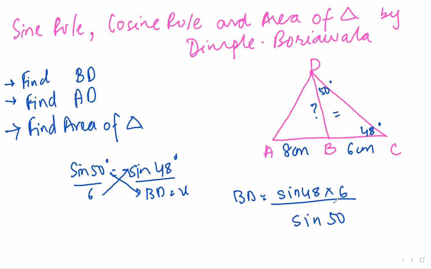So you will be getting 5.83. So I got my BD as 5.82. It is 5.82.